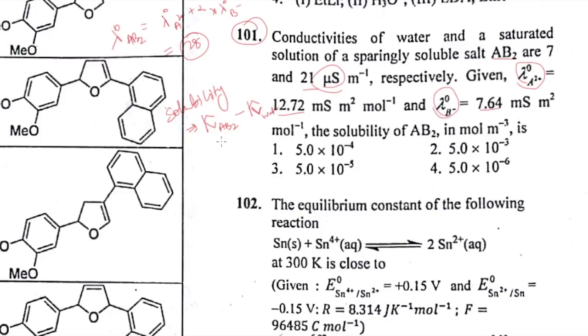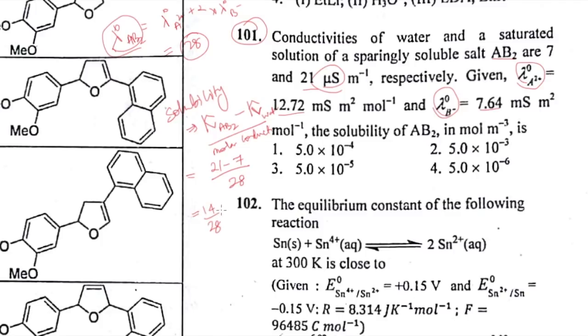Kappa is nothing but the conductivity divided by your molar conductivity. Molar conductivity is what your lambda is. So this is what your molar conductivity is. In the numerator it is given 21 minus 7, divided by 28. If you solve the numerator, you are going to get 14, divided by 28.